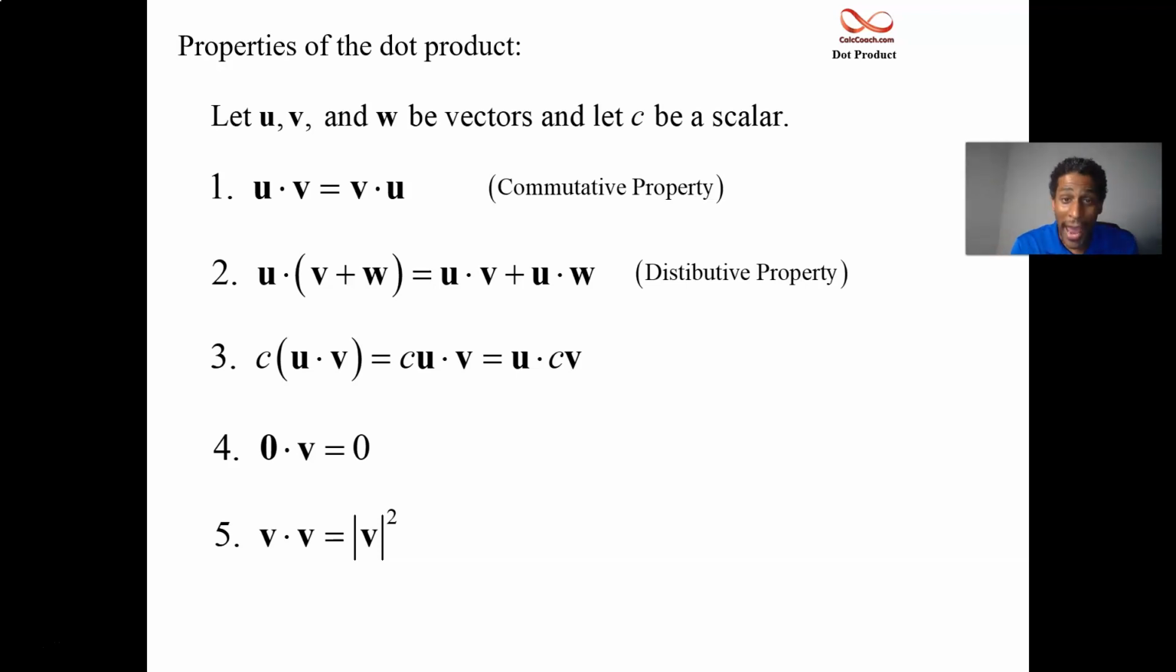Okay, and so the magnitude of the vector squared is equal to the dot product of the vector with itself. So keep that in mind. Put a star by that one. That's the most useful. And number 1 as well, the fact that it's commutative.